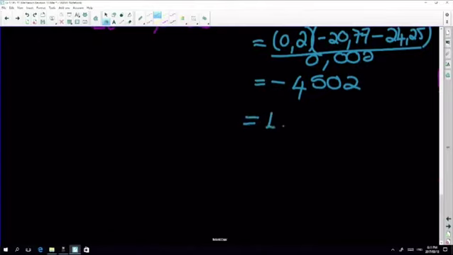Okay, what does that minus tell you? The question asked you to calculate the average force exerted by the floor on the ball. Well, the floor's got to push up, so that's fine. It's a negative answer. It's exactly what I wanted. So therefore, it's 4,502 newtons up.